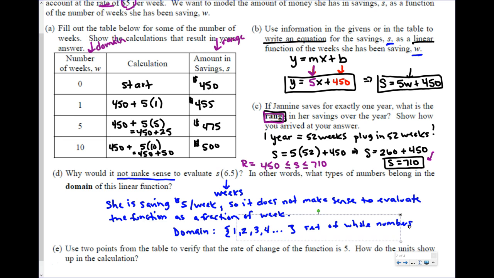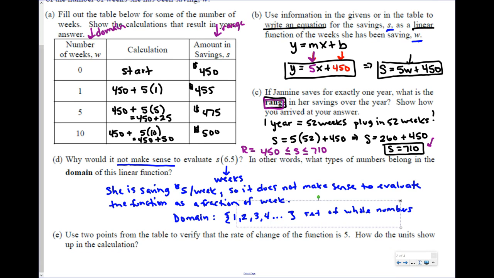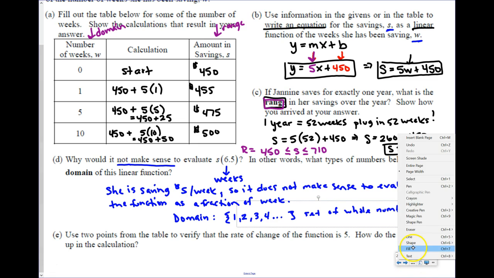When problems like this ask you about sense making, you have to think, okay, if I were this girl in real life saving, why doesn't this make sense? There's no math I did in letter D. I didn't calculate anything to come up with my answer. I just used logic and thinking that you can't save a half a week in this problem. It doesn't say to do that. Okay? Letter E, use 2 points from the table to verify the rate of change is actually 5.